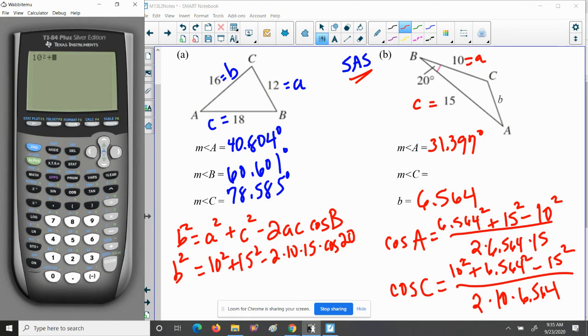Okay, 10 squared plus 6.564 squared minus 15 squared. Okay, notice we have a negative. That's fine. Your cosine value can be negative. Okay, divided by 2 times 10 times 6.564. Okay, we still have a negative for the cosine value. That just means we're going to have an obtuse angle, so don't worry about it. Okay, so inverse cosine, second cosine, second negative to get the answer in there, and we get 128.606.